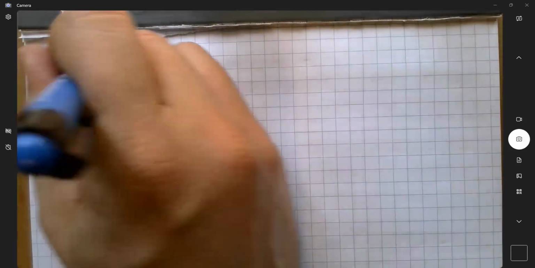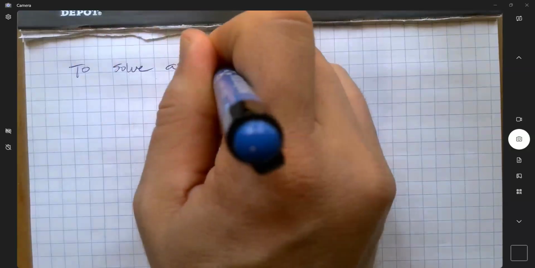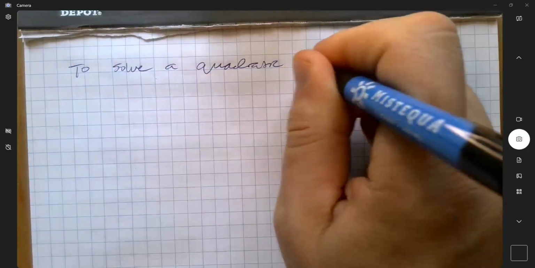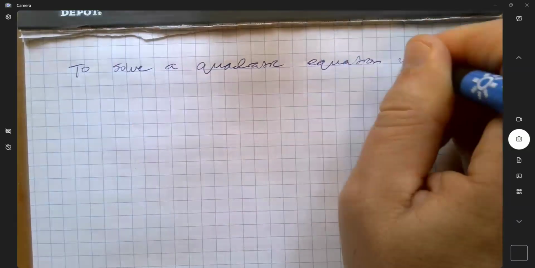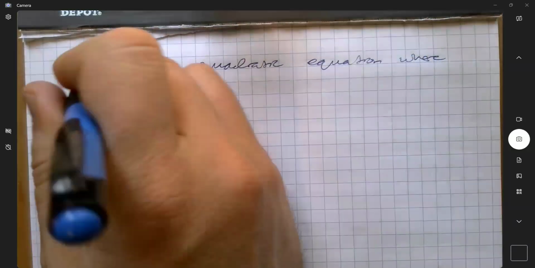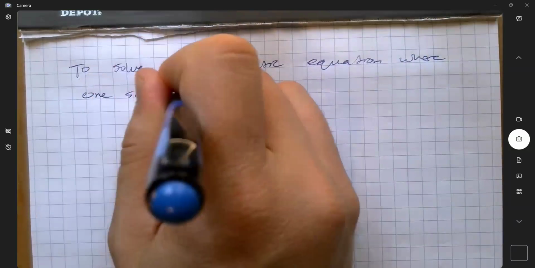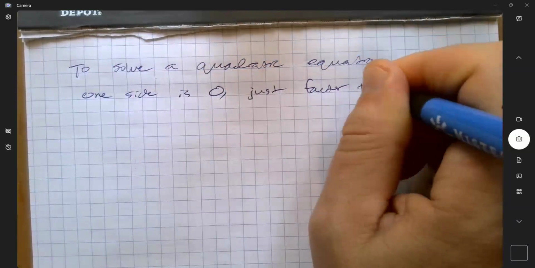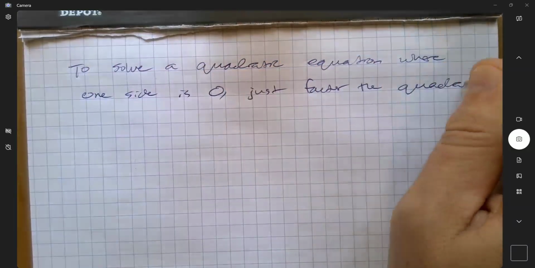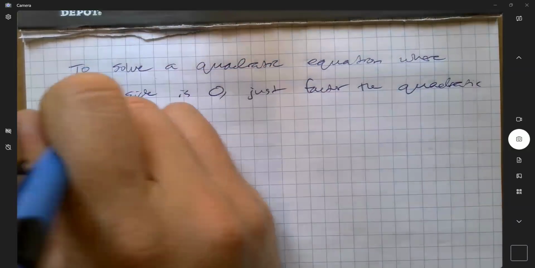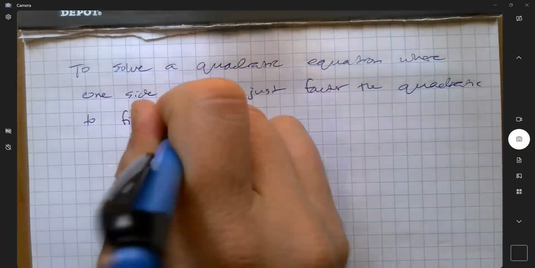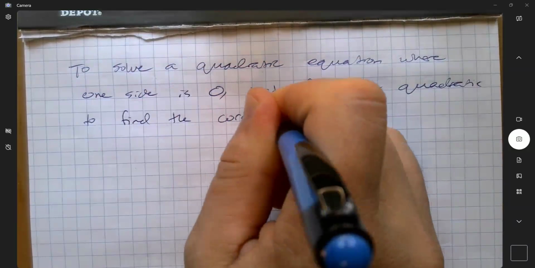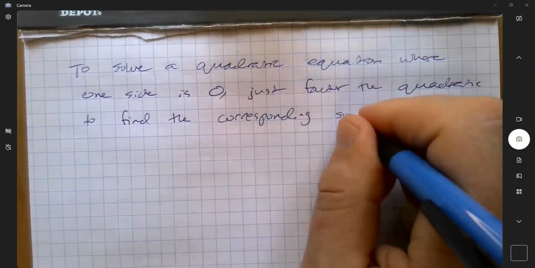That's our basic. To solve a quadratic equation, where one side equals 0, and this is important, where one side is 0, just factor the quadratic to find the corresponding solutions.